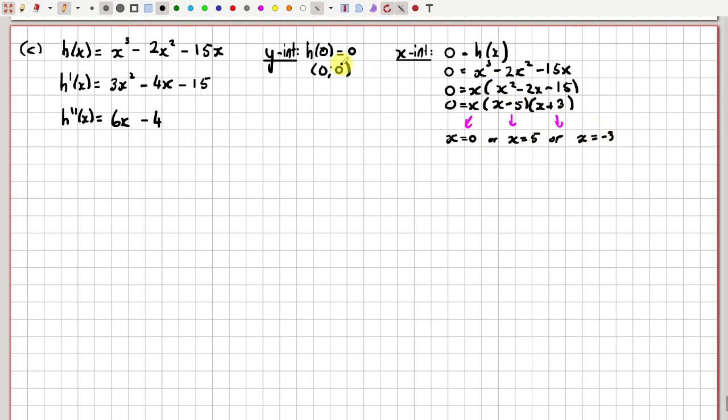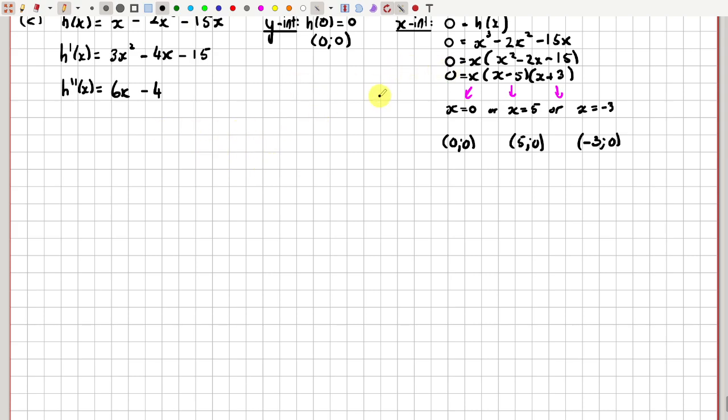Remember, we've just been working with the original equation up to date, so everything that we've calculated stays the same. If you made the x value 0, the y value is 0, so all of these y counterparts will also be 0. So the coordinates for this intercept would be 0 and 0, and then this would be 5 and 0, and this will be negative 3 and 0. In this case, we've got the y-intercept and the x-intercept. Now we can get to the stationary points.